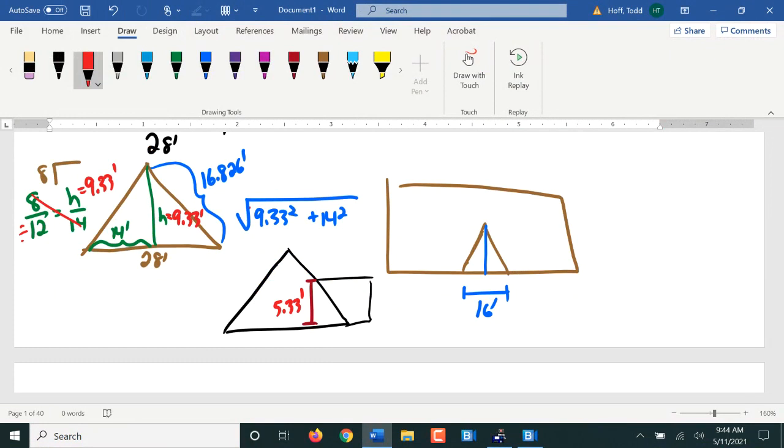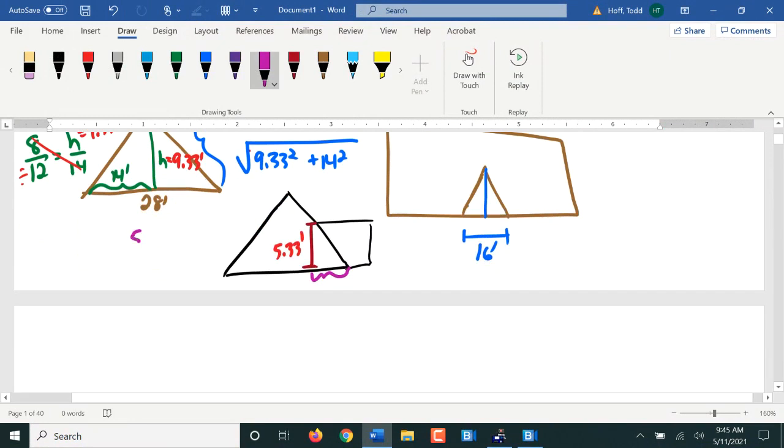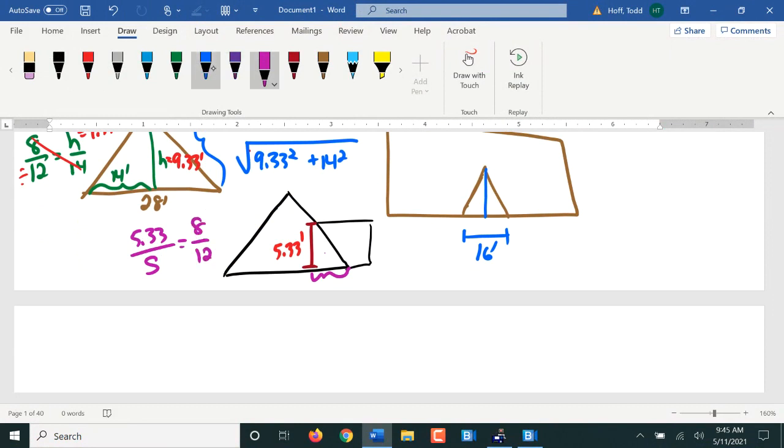Why is that important? Well, because we can use that now to find this here, the setback. That's 5.33 over, I'll call it S. This is an 8/12 slope on this roof as well. If I cross multiply and divide there, 5.33 times 12 divided by 8, S ends up being 8 feet. So that's 8 feet there.